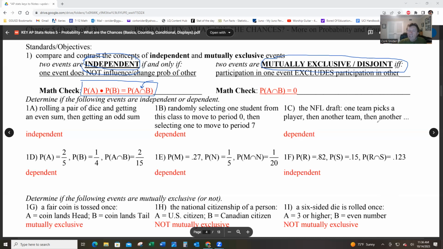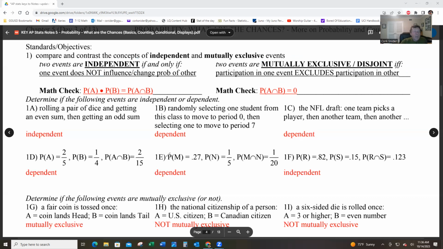And if two events are mutually exclusive, that means their intersection right there is zero. It never happens. In other words, their Venn diagrams do not cross. Okay, so there's your start with that. Let's get into how these things work.